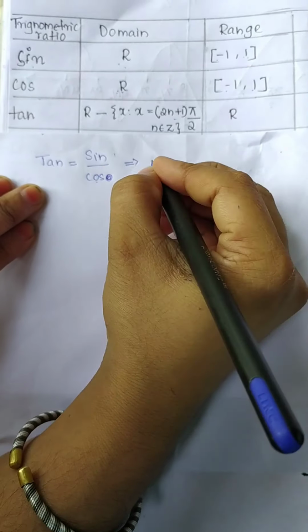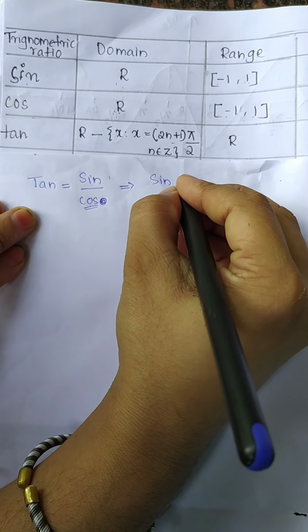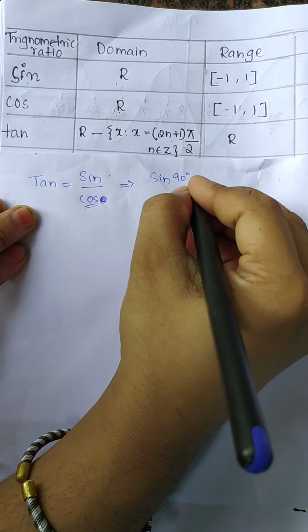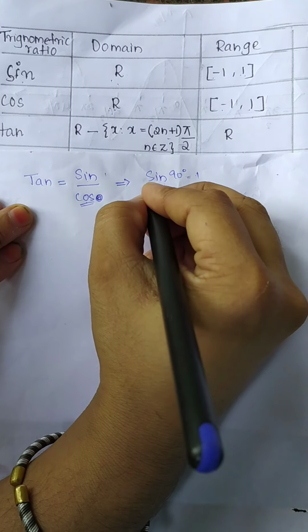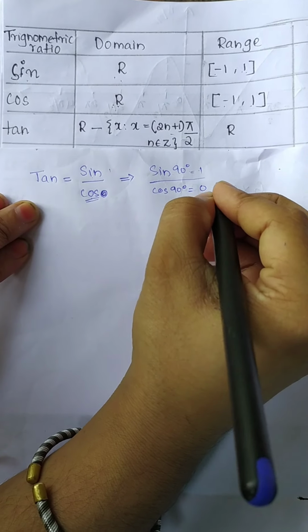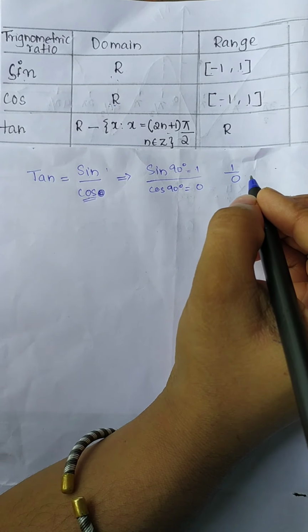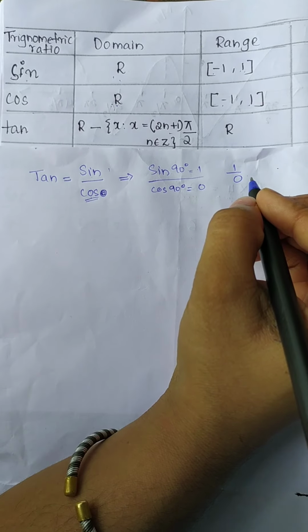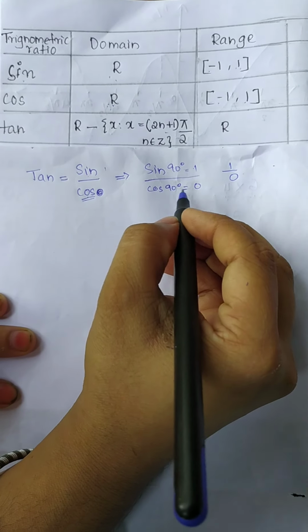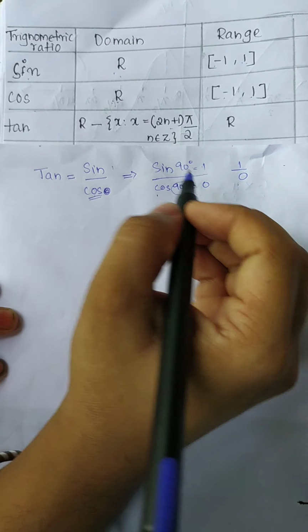When it becomes 0, that is when it tends to 0. Here, sine 90 is equal to 1. Then what will be the case of cos 90? Cos 90 is equal to 0. Such a function, 1/0, does not exist. So we have to eliminate such values, the numbers where the denominator function is zero, because such a function does not exist. So what is the domain?